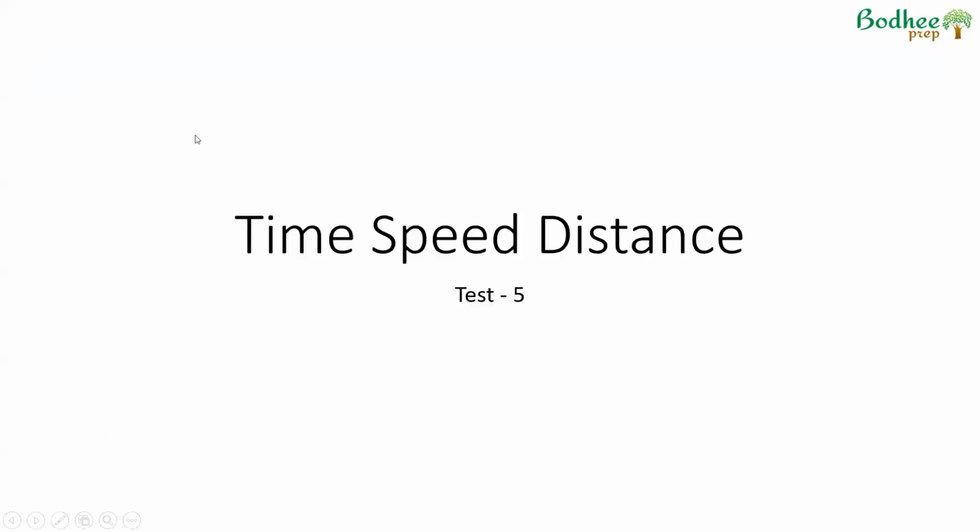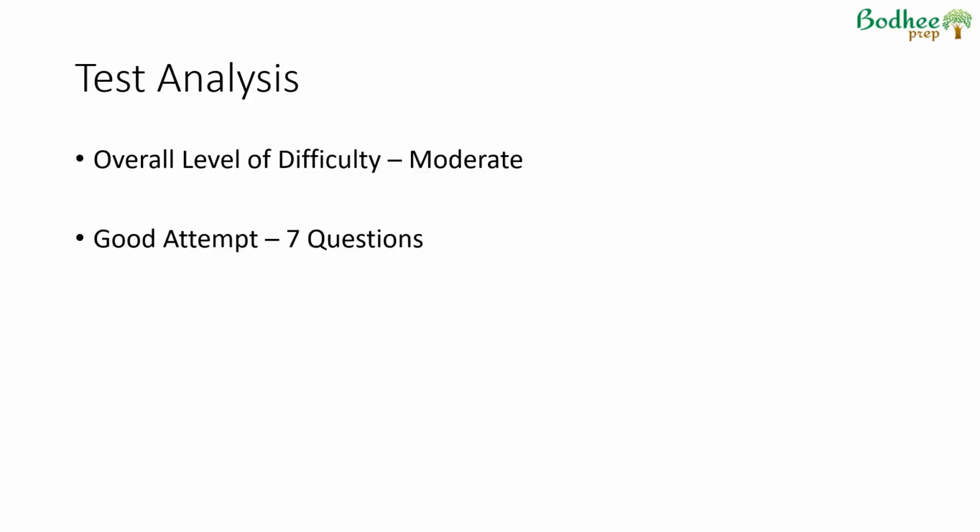This video is about the topic time, speed, distance, specifically test number 5 in the app. Overall, the test was a moderate level of difficulty. About 6 to 7 questions net correct would be a good attempt, good attempt meaning 90 to 95 percentile. And the ideal time to go through the questions and getting the 6 to 7 correct answers would be about 18 to 21 minutes. Looking at the questions.